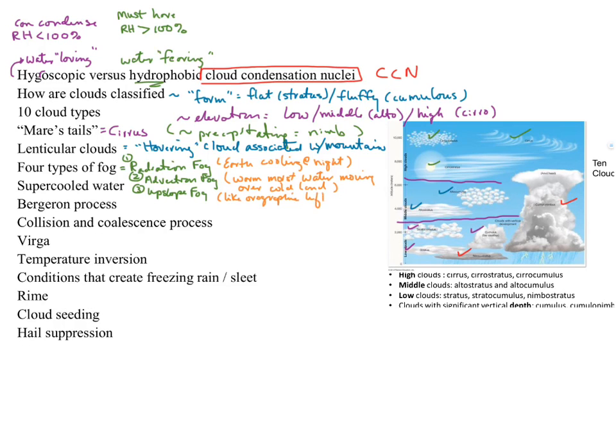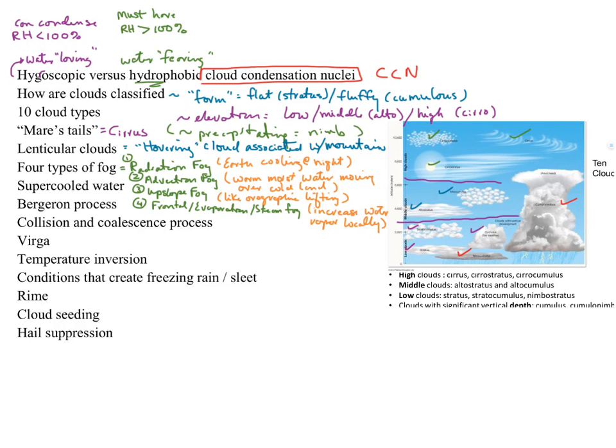Advection fog is basically, the term advect means that air is moving horizontally. So advection fog occurs as a chunk of warm, moist air is oftentimes moving over a cool surface, cools down to the dew point temperature. Advection fog just kind of rolls in, associated with coastlines.